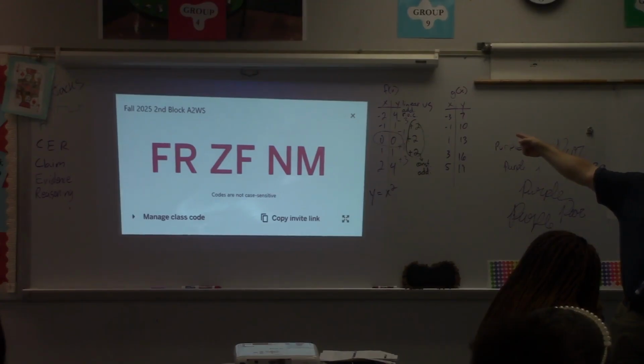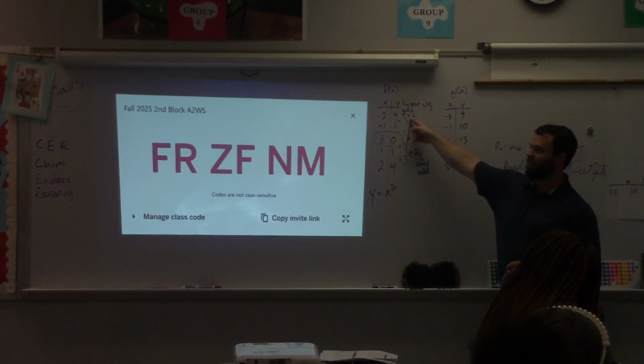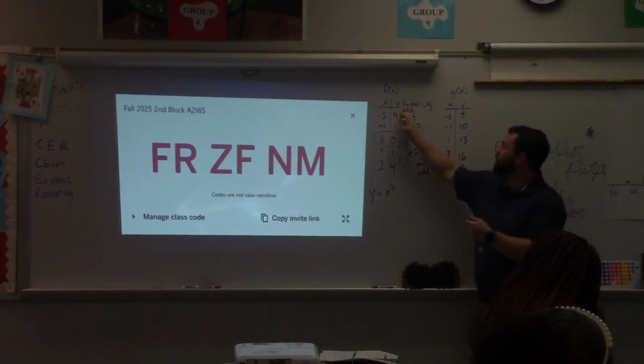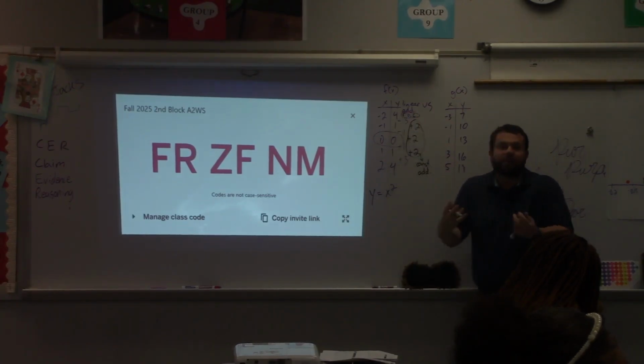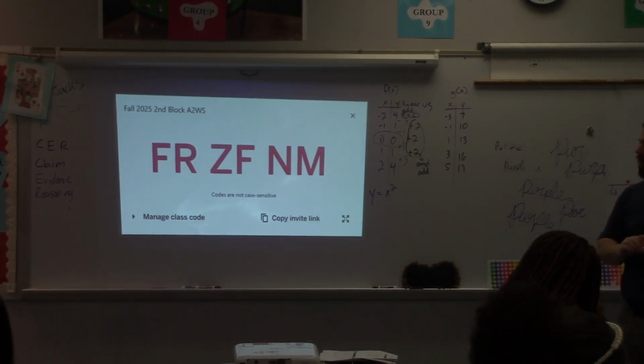The X's, the Y's, the constant rate of change. The linear additive rate. Linear additive rate of change, or just in general, the rate of change. If I have a table, guys, I'm looking at the rate of change. How do we get +2 each time?